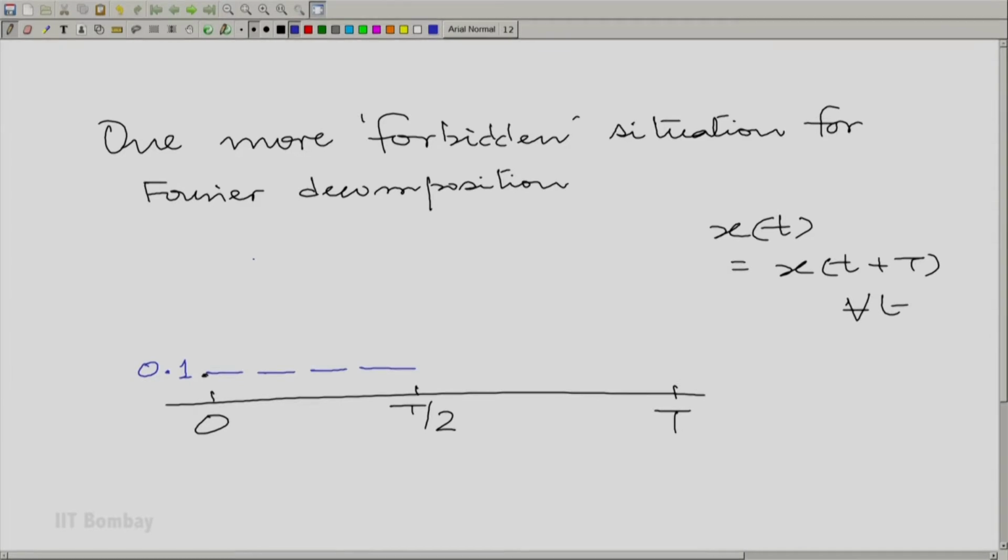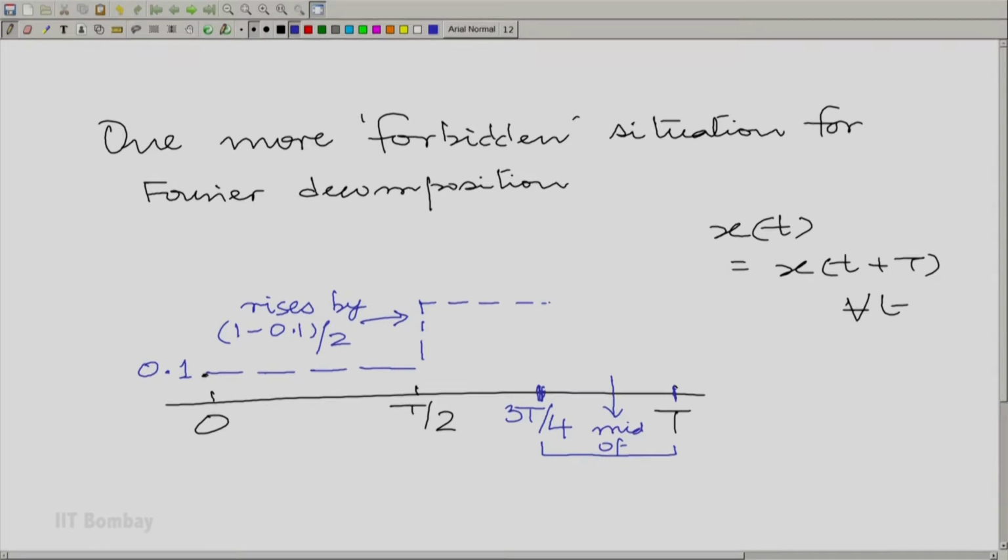Now, at T by 2, it overcomes half the gap. So, 1 minus 0.1, that is 0.9 divided by 2. So, 0.45. So, it rises by 0.45. And then this continues until you reach 1/2 of the remaining interval. Now, again you divide this interval into 2. You get the middle of this interval. And once again you cause the waveform to rise. So, it has come here to 1 minus 0.1 is 0.9 by 2, that is 0.45. So, 0.45 plus 0.1 is 0.55. So, now again it would rise here by 1 minus 0.55 by 2, and this continues until this point which we have identified, the middle.